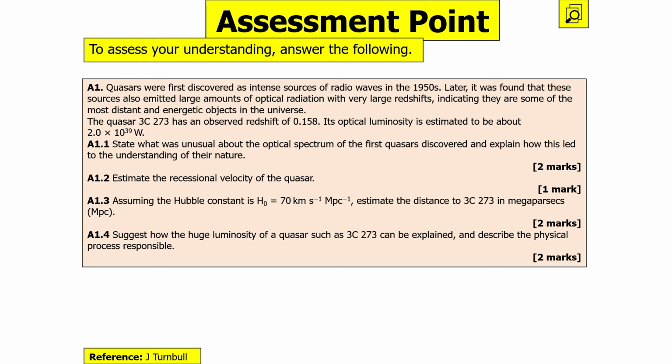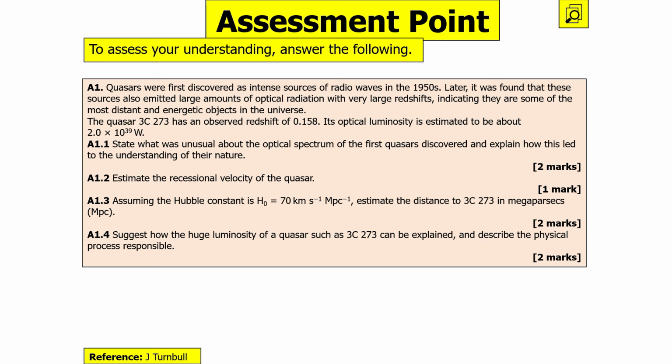Quasar 3C273 has an observed redshift of 0.158. Its optical luminosity is estimated at about 2 times 10 to the 39 watts. State what's unusual about the optical spectrum of the first quasars discovered and explain how this led to the understanding of their nature.